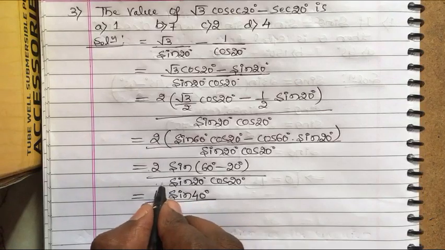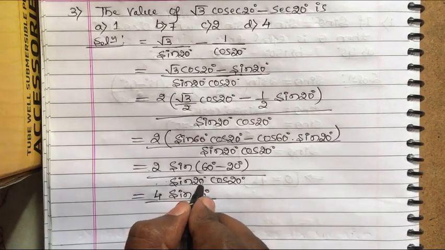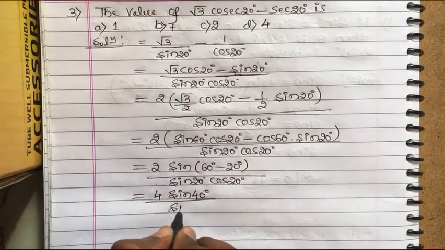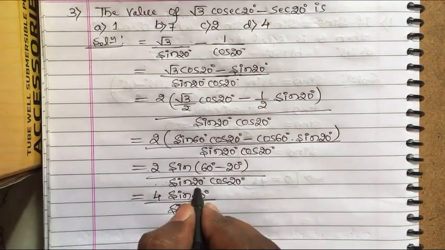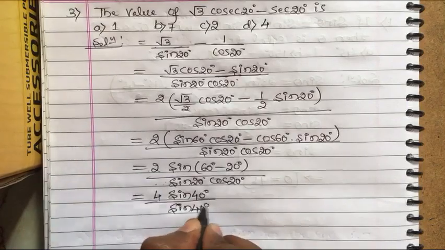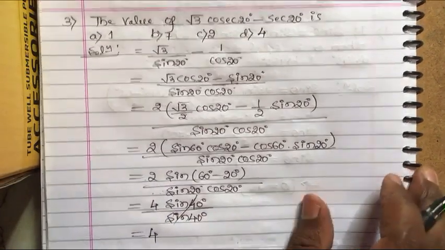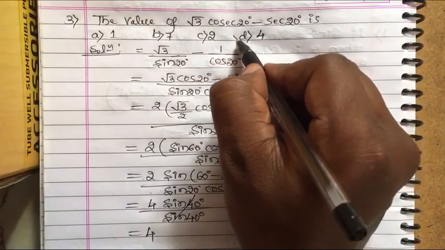In the denominator it becomes 2 sin A cos A. What is 2 sin A cos A? It is sin 2A. Sin 2 into A, 2 into 20 will be 40 degrees. These two cancel. The answer is 4. So it is the option D.